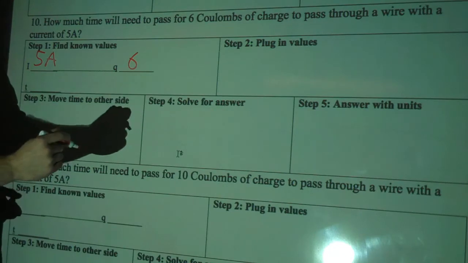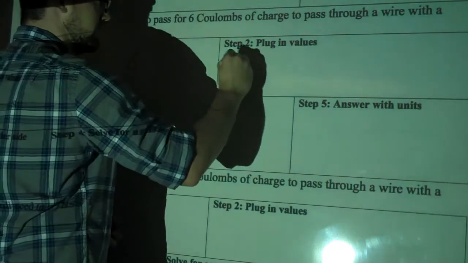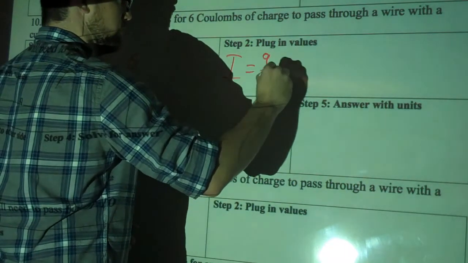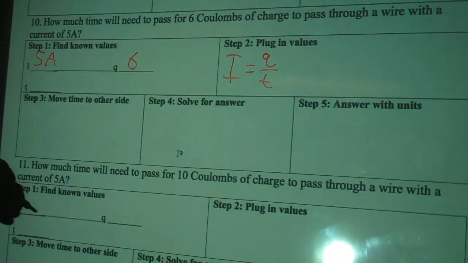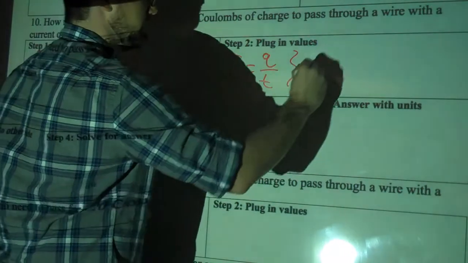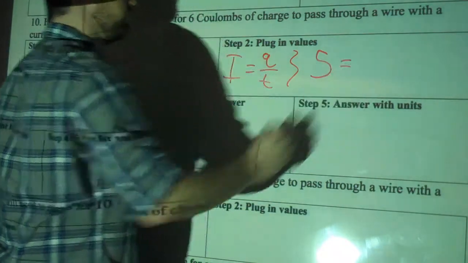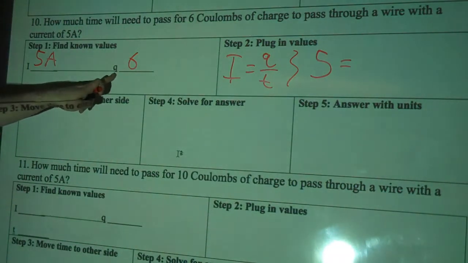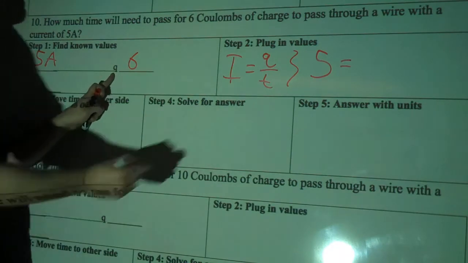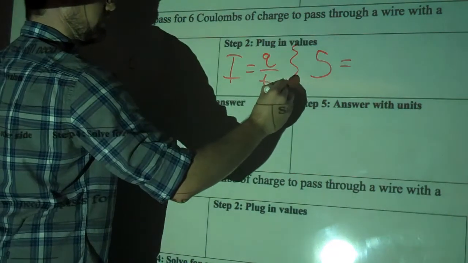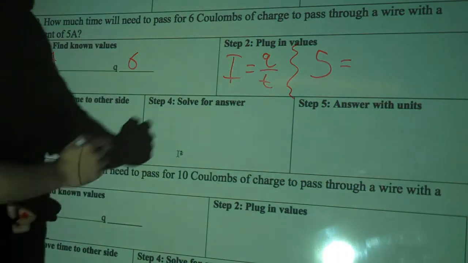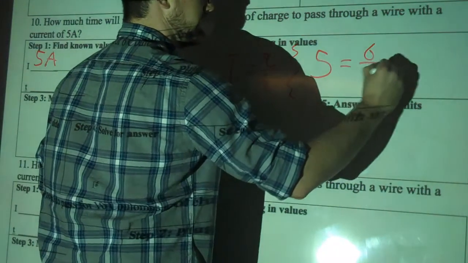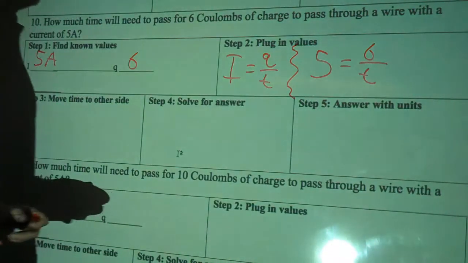So let's plug in our values into our equation. I've got I equals Q over T. 5 amps is my current, so I'll write that in. So 5 equals, and then I know that Q, and this is a squiggly line just to be clear, this is not a number. So Q is 6. So up here for Q, I'll write in 6. And then we're looking for T.